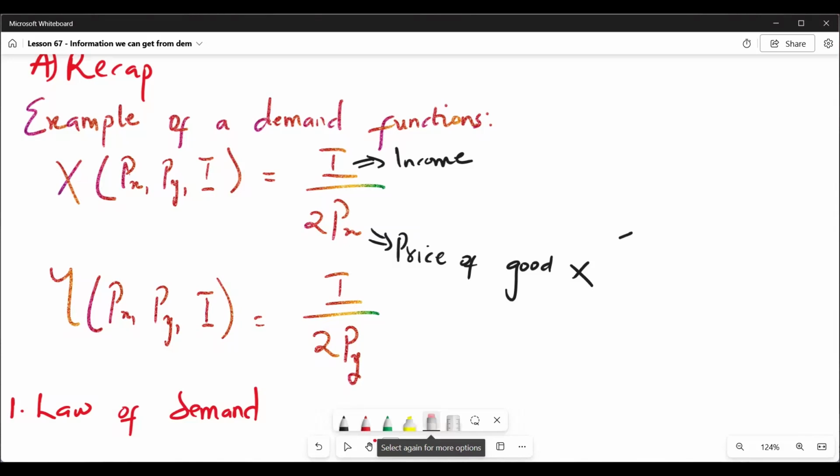Hi, welcome back. In our previous lesson, we talked about deriving the demand curves. Today, we'll be moving on to the information we can get from our demand curves.